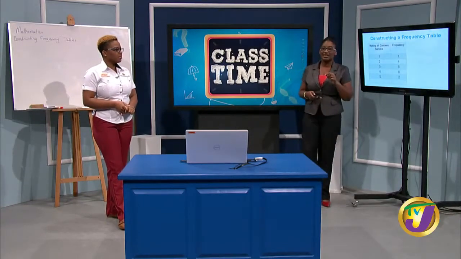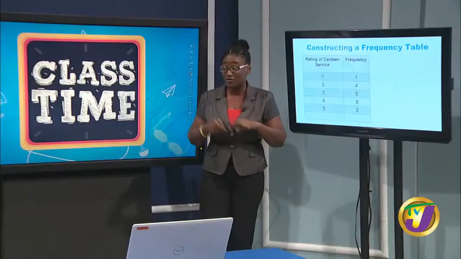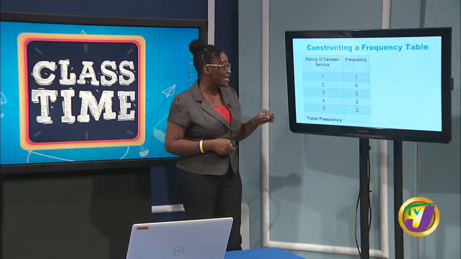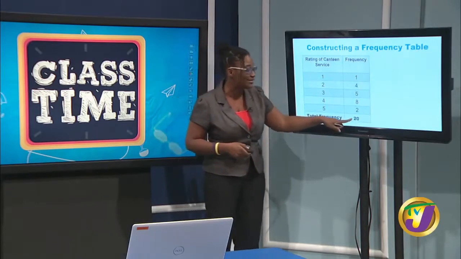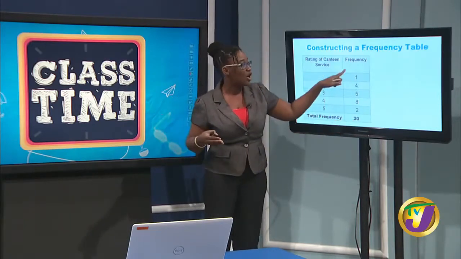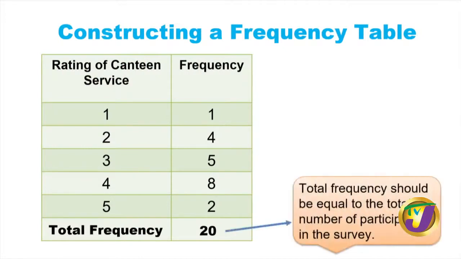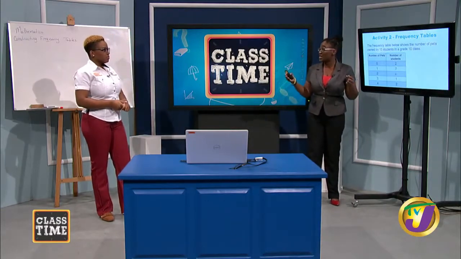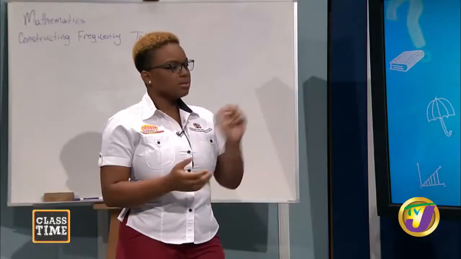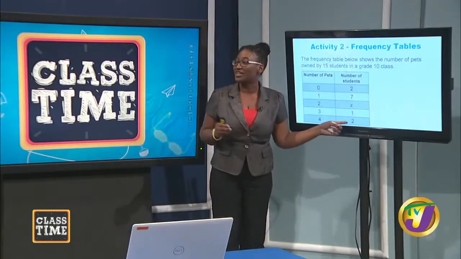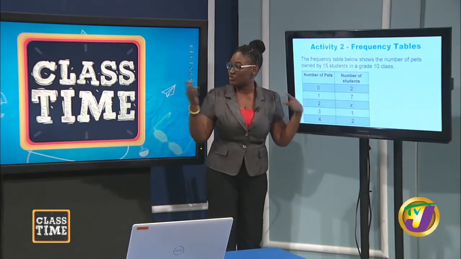One last thing that John needs to ensure before he starts to make any judgment is that the total frequency corresponds with how many students he surveyed. Very important. So he has to ensure that when he adds the numbers in the frequency part of the table, it comes back to 20, which is the number of students that he started out with, that participated in the survey.